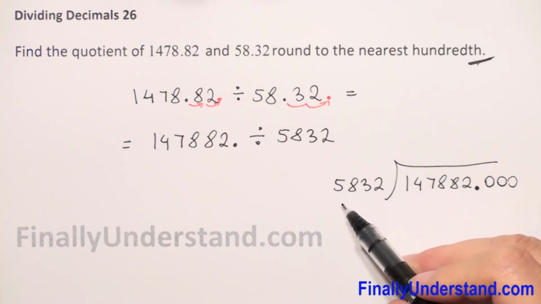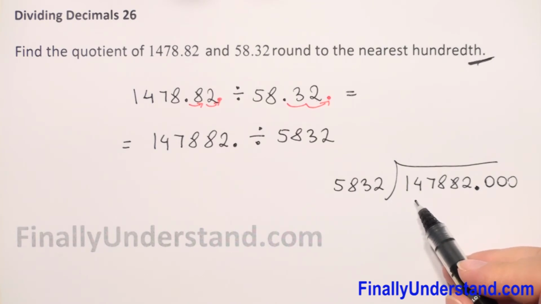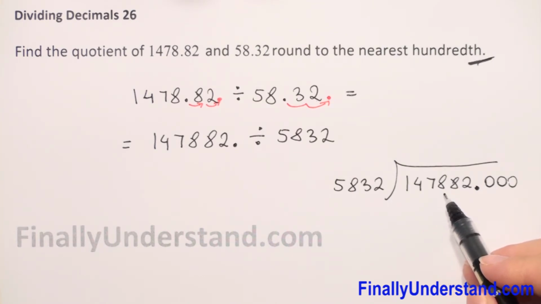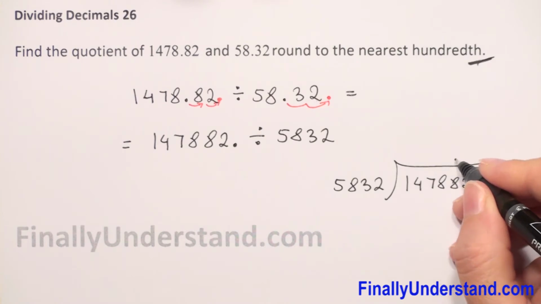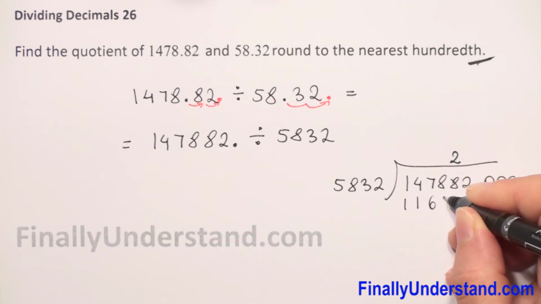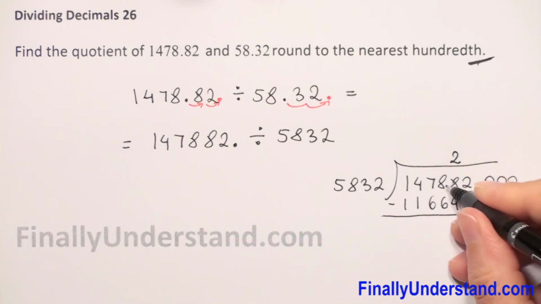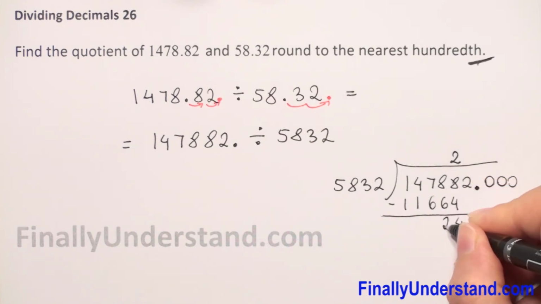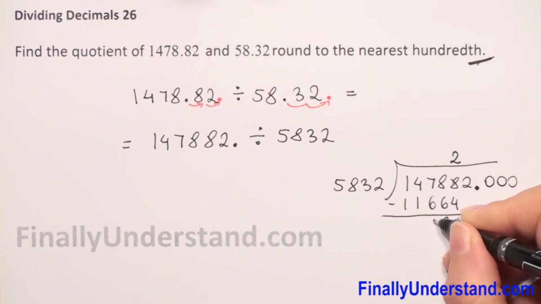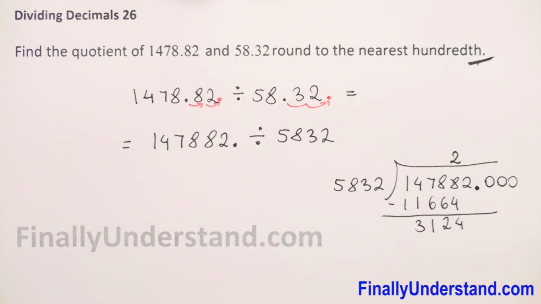How many times does 5832 go into 14,788? 2 times. So we have to write 2. Our divisor times 2 will be 11,664. Subtraction. 8 minus 4 is 4. 8 minus 6 is 2. 7 minus 6 is 1. 4 minus 1 is 3. 1 minus 1 is 0. So what next? We have to take down the next digit.